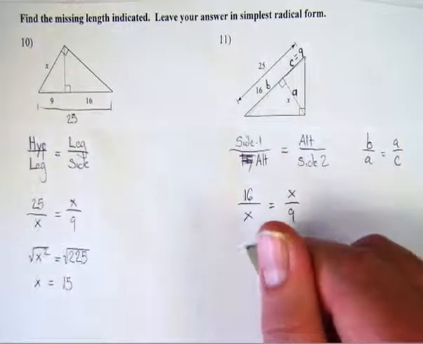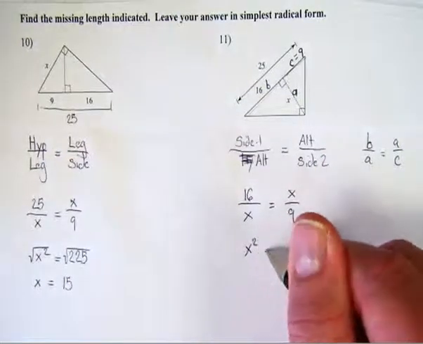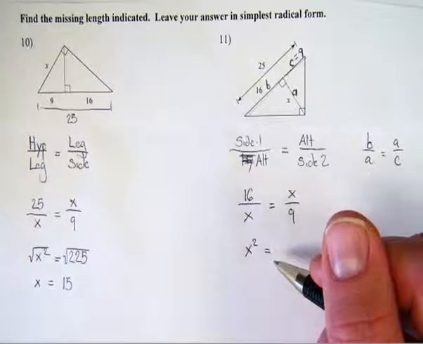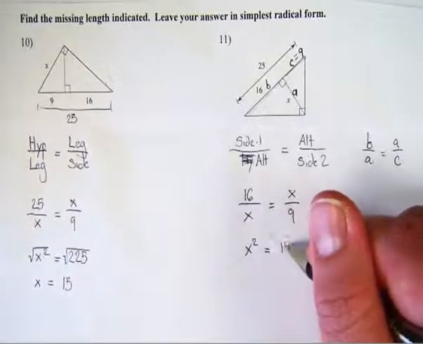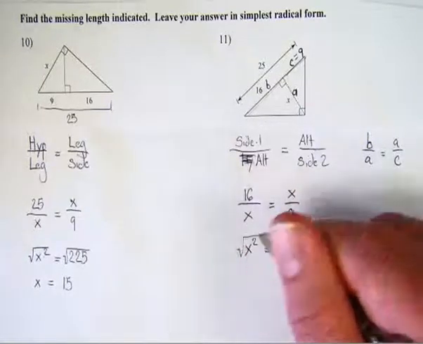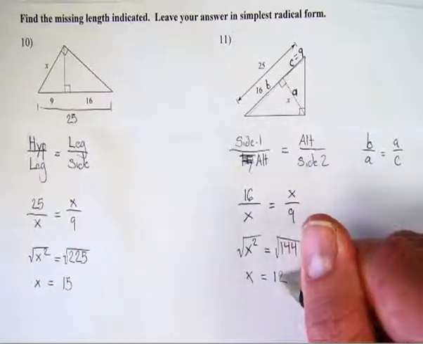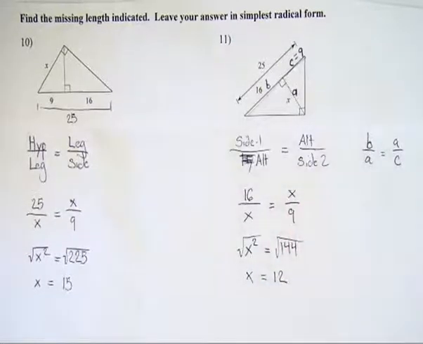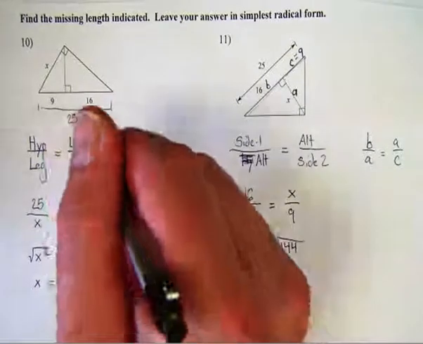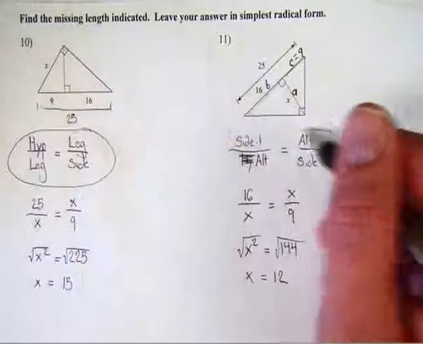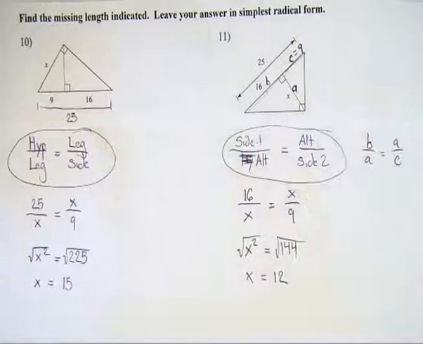Now when we solve this, we're going to get the same situation. X squared is 16 times 9. We're just cross multiplying there. Take the square root of both sides, and we find that x will be 12. So the altitude of that triangle would be 12. And so again, I highly recommend that you take these and memorize them, and the situation that they go with, it will come in very handy.